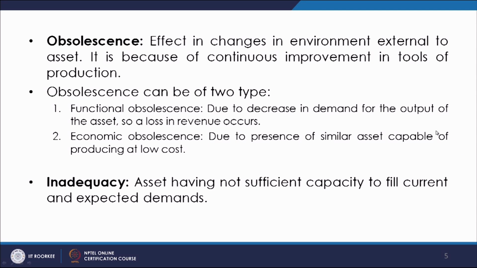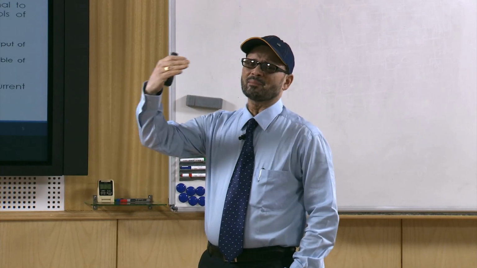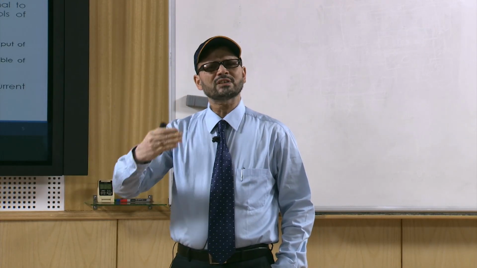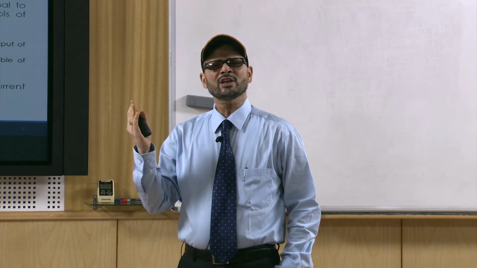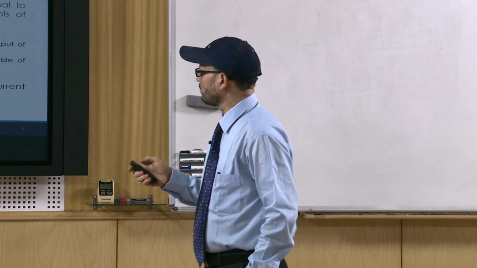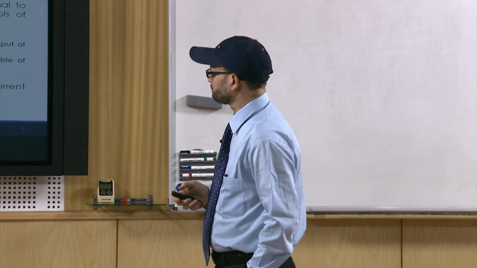Next is economic obsolescence. It is because of the presence of a similar asset capable of producing at low cost. This is the condition when, because of new technology, a machine has come into the market which can produce at lower cost. So, the new machine makes the old machine obsolete. That is known as economic obsolescence.